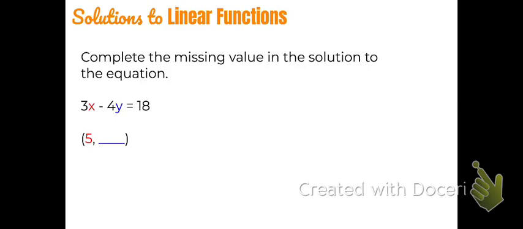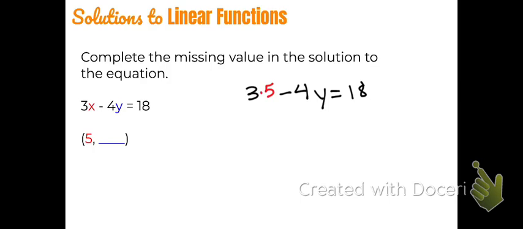This is another type of question you might be presented that's really getting at, do you understand that for an equation, the coordinates represent solutions to that equation? So if you put a 5 in for x, what does y have to equal? So that when you multiply the x coordinate by 3 and subtract 4 times the y coordinate, the answer is 18. So you're just substituting in. So write that equation, but instead of x, put 5 and then solve.